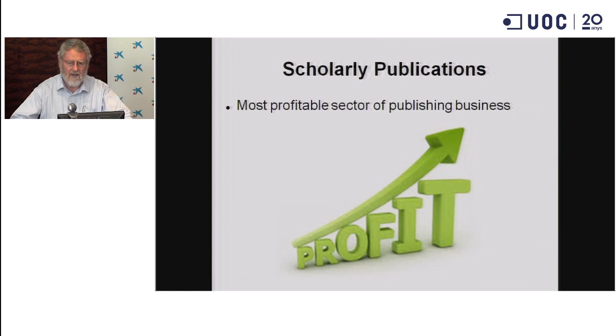Let's start off talking about scholarly publications. It is clear that scholarly publications are by far the most profitable sector of the entire publishing industry, and it's pretty easy to understand why. They get the articles for free, they get reviewers for free, they get the copyright for free, and then they charge huge amounts of money to university libraries in order to access the content. So it's a gravy train for the publishers, so they're not going to give it up, and they're going to fight to keep it.